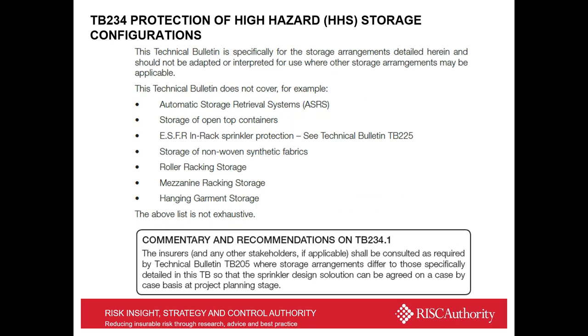TB234, other changes as well. So in the beginning of the document, it tells you what storage configurations TB234 covers, but it doesn't tell you what it does not cover. So we've added a list in there of general, it's not an exhaustive list, but it gives you an idea of the types of standard storage configuration that is being seen in warehousing up and down the country that is being sprinkler protected using TB234 and being adopted to suit. So it doesn't fully comply with the requirements as tested and researched for the solutions within TB234. Therefore, an exclusion list now covers what TB234 doesn't cover.